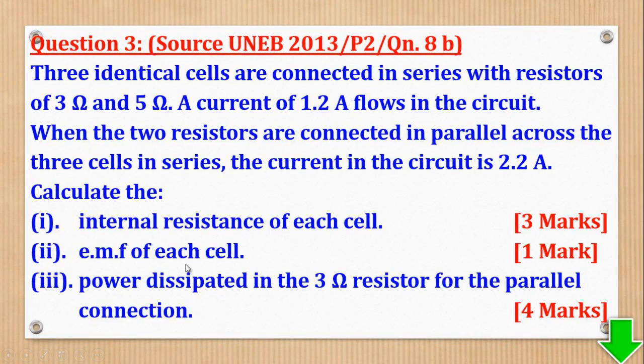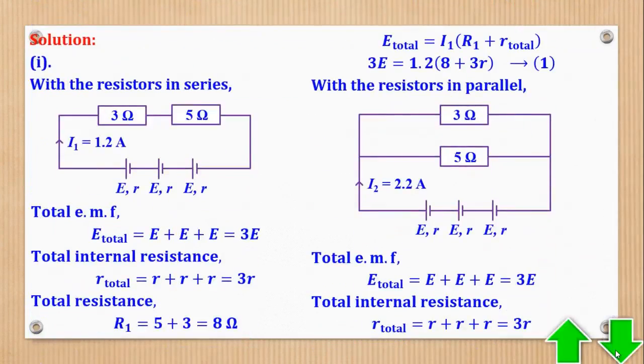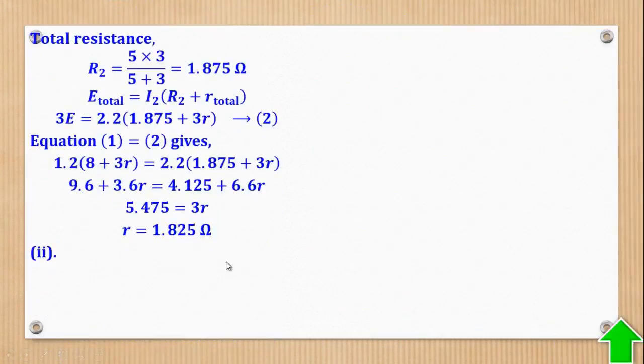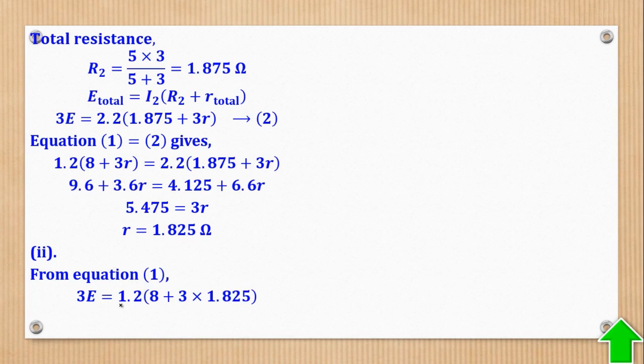Here the next will be the E.M.F of each cell, so they want the value of E. So you come as that from equation 1, 3E is equal to this. So where there was R in equation 1, you have replaced it with the value of r. And you have E as the only unknown. Therefore, make it the subject and it will be 5.39 volt.